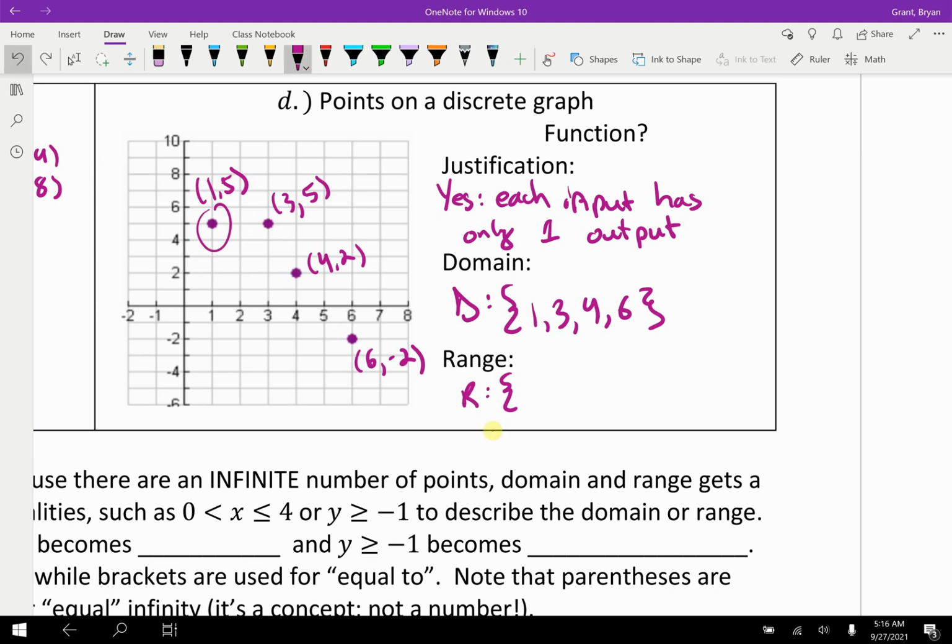When you do the range on a graph, the y values start small from the bottom and get larger. So I want to work my way up. My smallest one is -2, and then as I work my way up, my next one is 2. Then keep working your way up. The last one is the same output, which is 5.